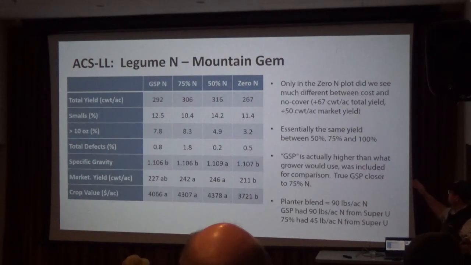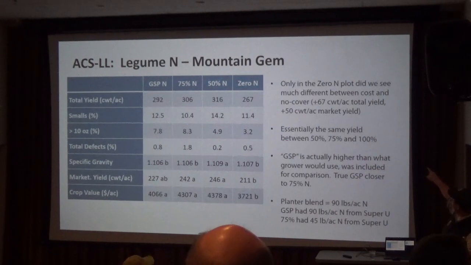And we see 267 gross yield with no nitrogen added, which is pretty high, higher than I would have thought. And between the 0N cover and no cover, we saw about 6,700 hundredweight on the total yield and 50 hundredweight on the marketable difference. That cover crop carried over enough nitrogen to give us another 50 hundredweight. That's pretty impressive.